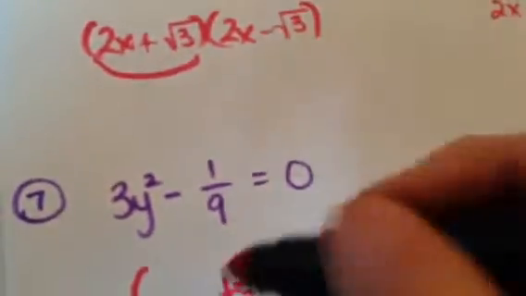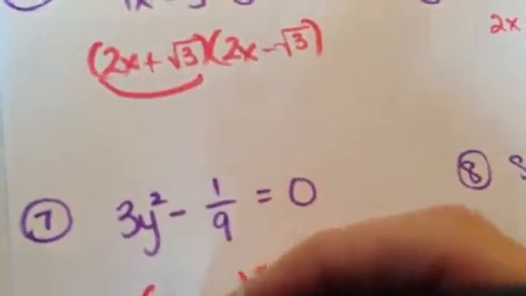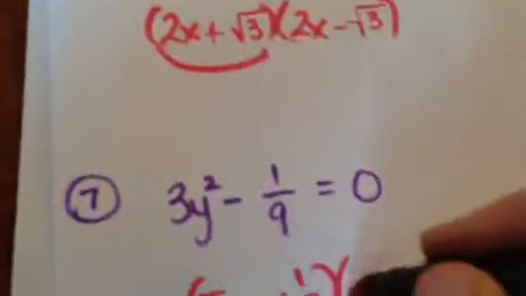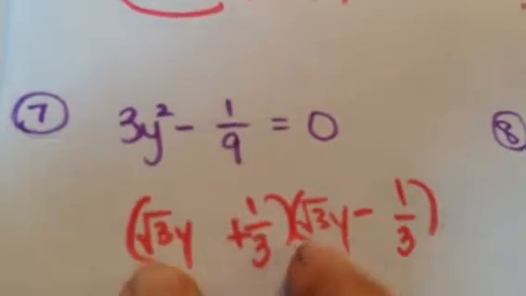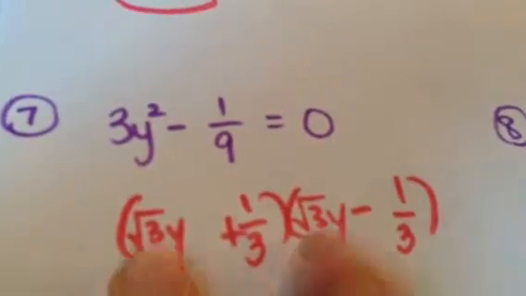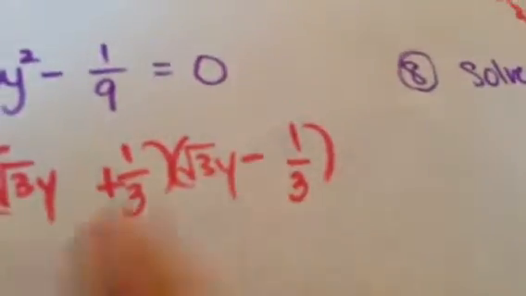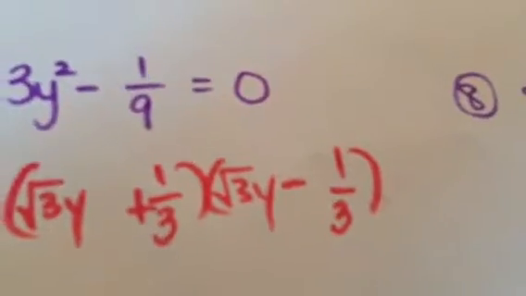Same thing here. This is just going to be the square root of 3y. And this one would be the square root of 3y. Notice if you multiply this together, you would get 3y squared. Okay, so these are your factors. And then on number 8, again, it says to solve this. So take one of them, who cares, and let's set it equal to 0, and let's solve it.